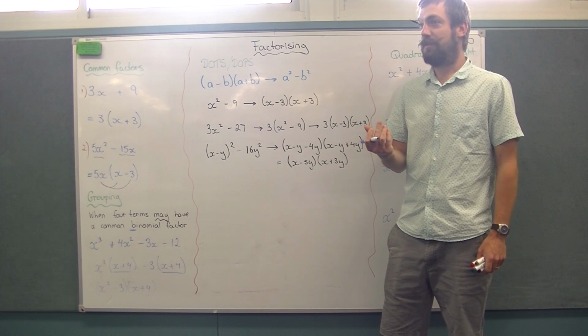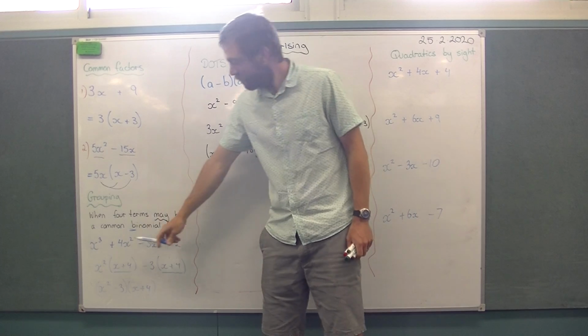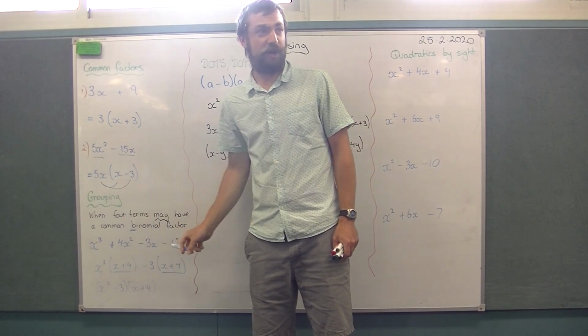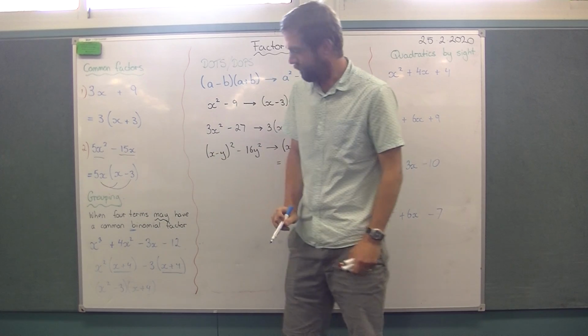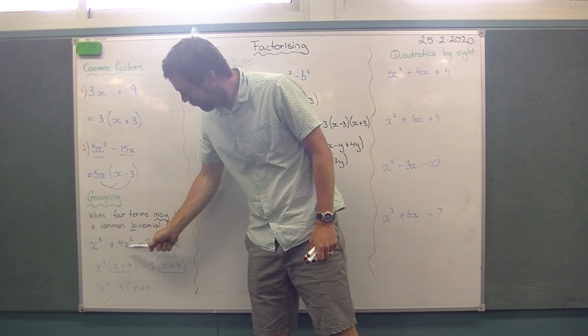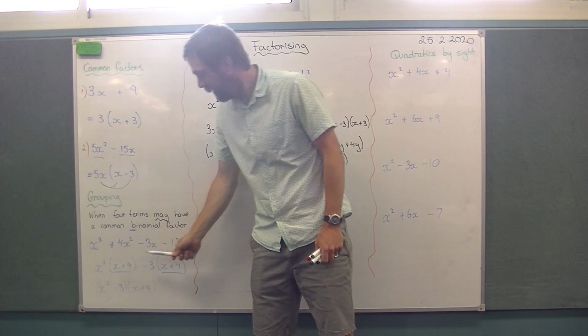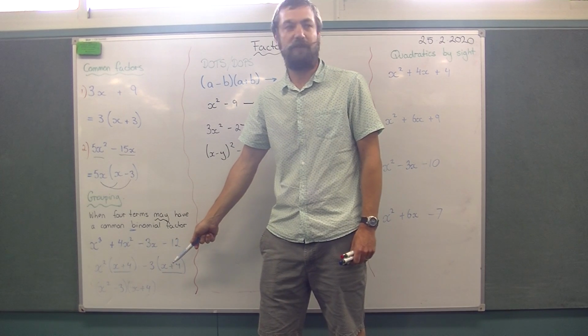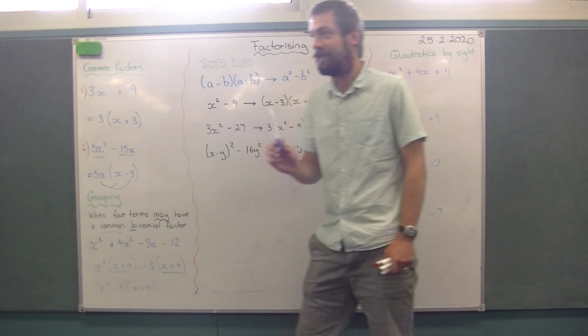Sorry. Yeah. Right. So, when you do grouping, you can only use it when there are 4 terms because you're looking to make 2 groups, hence the name grouping. Alright? The first group, you're looking for a common factor. The binomial factor is irrelevant at this point. But the second group, notice the binomial factor is the same. Therefore, it's a common binomial factor.